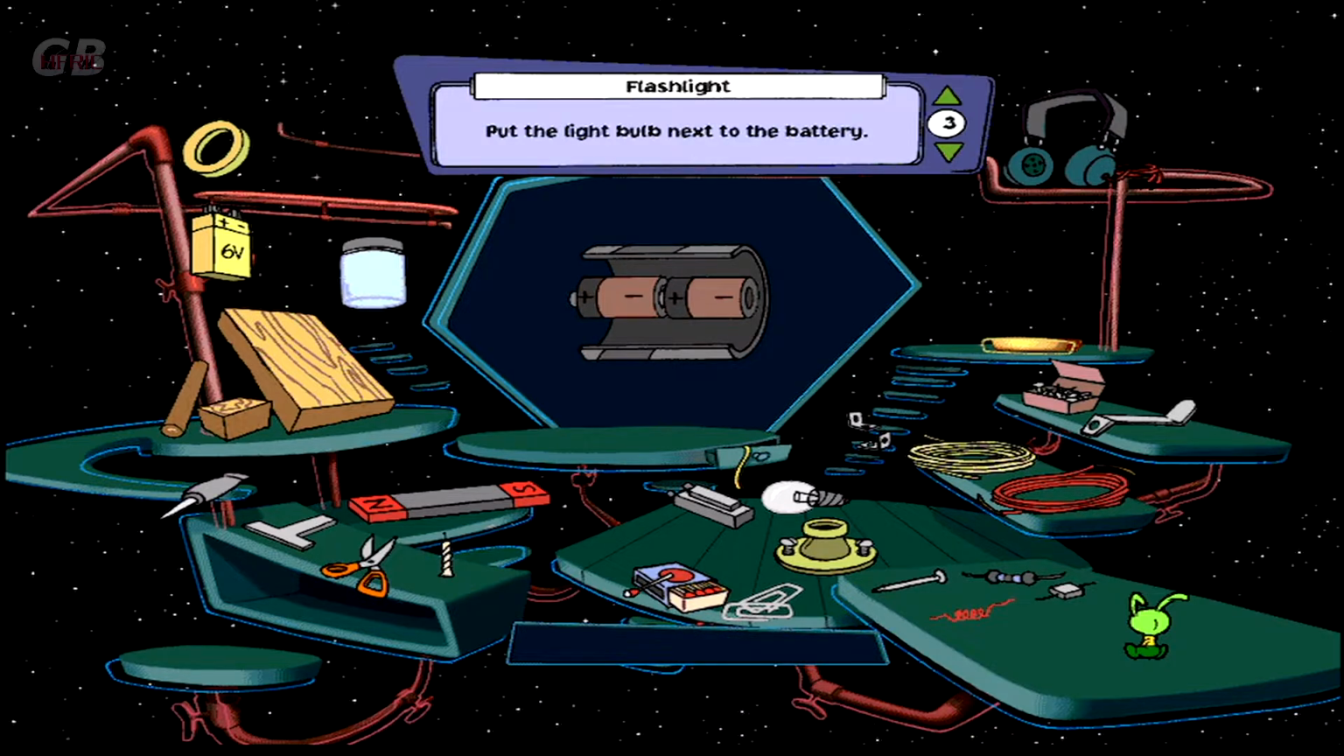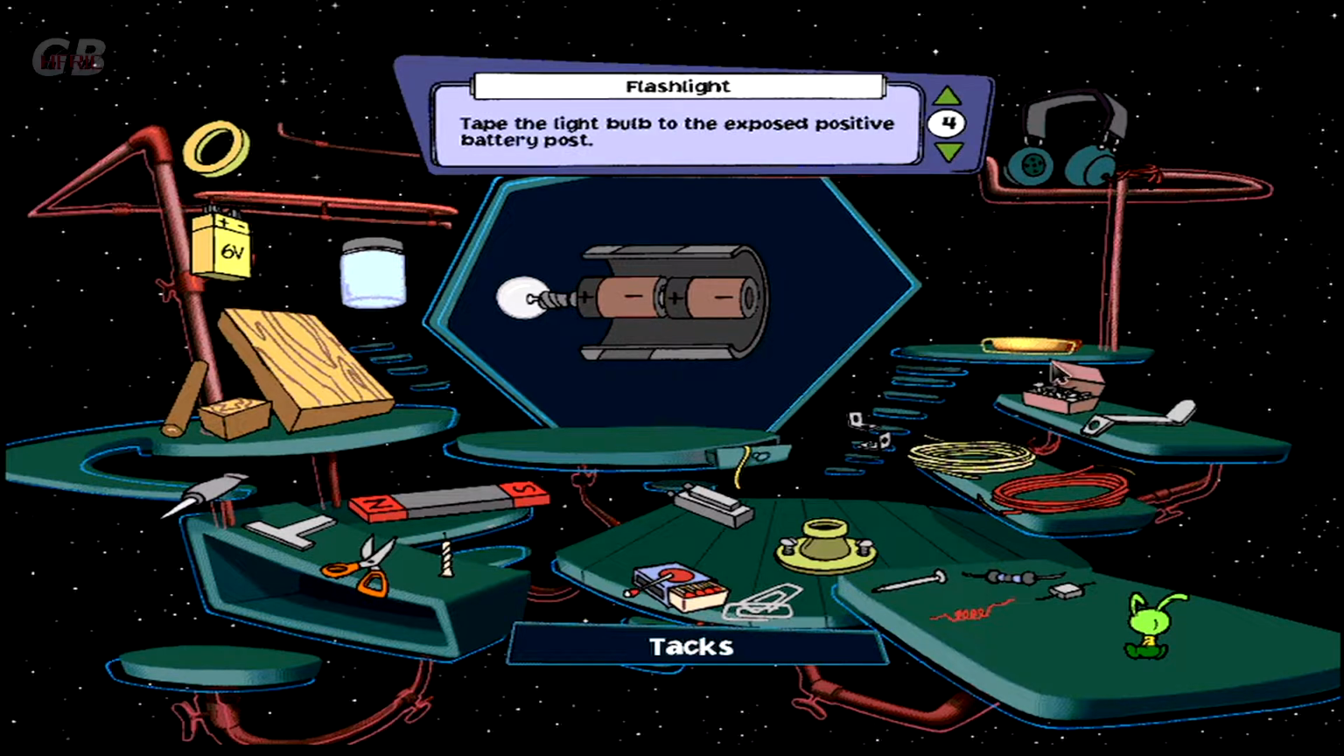Put the light bulb next to the battery. Tape the light bulb to the exposed positive battery post. Thread a length of copper wire against the length of the batteries.